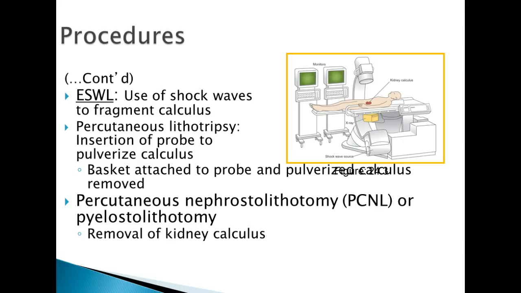ESW used to be performed with a machine in which the patient was submerged in a fluid. Newer machines do not require submersion, rather the patient is placed on an X-ray table and a water-filled cushion is placed under the patient's back. Generally, the patient is under general anesthesia while shock waves are targeting the stones, which are then pulverized with repeated shocks. The repeated shocks help break down large stones and make them easier to pass.